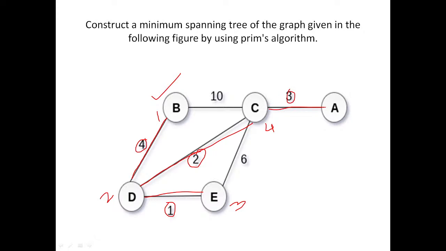Just keep it in mind, if there is any edge that is having the minimum weight but is not satisfying the condition of no cycle, that edge will be discarded. Even if it is the minimum one, still it will be discarded, because if we add it, it will create a cycle. Okay, so that was our Prim's algorithm.